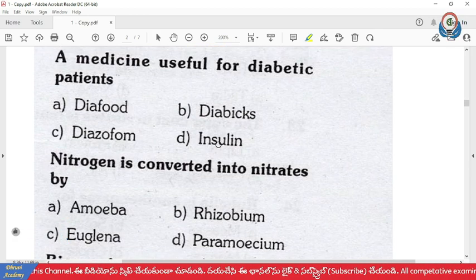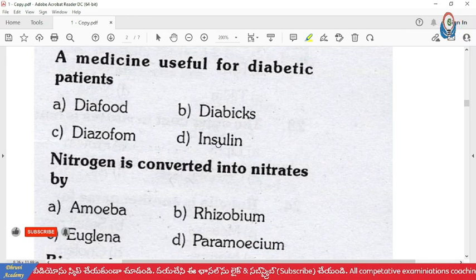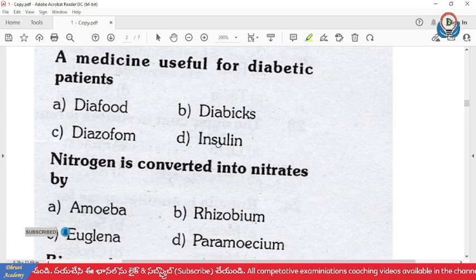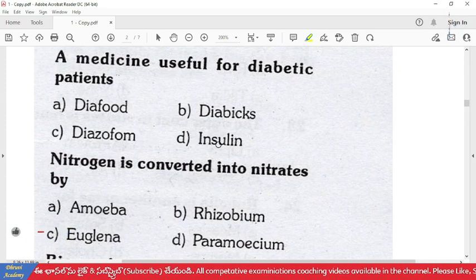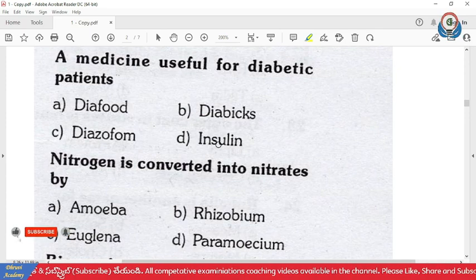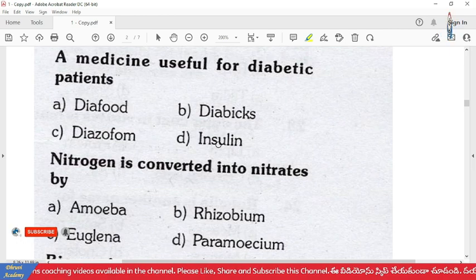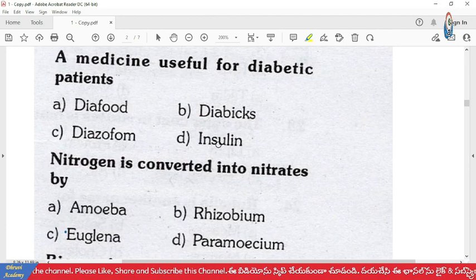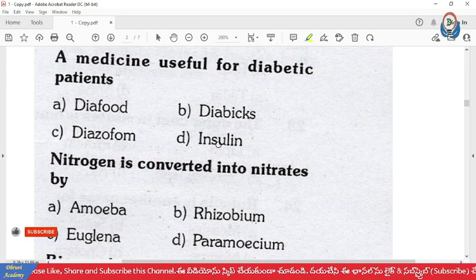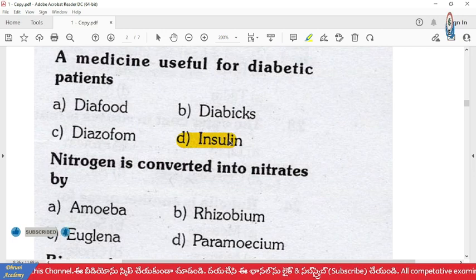Next, a medicine useful for diabetic patients. Is it A diafood, B diabetes, C diazoform, or D insulin? Which is the correct answer? Its answer is: the medicine used for diabetic patients is insulin. We use insulin for diabetic patients.